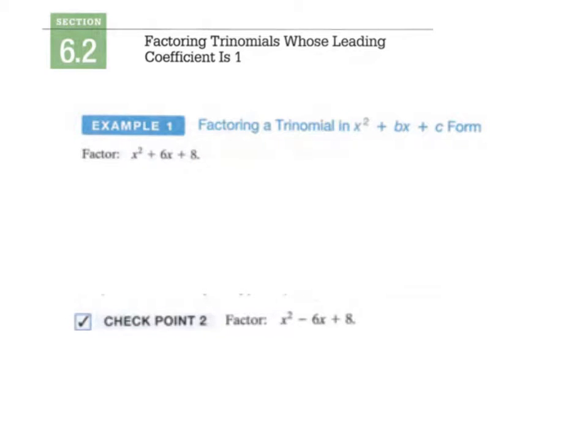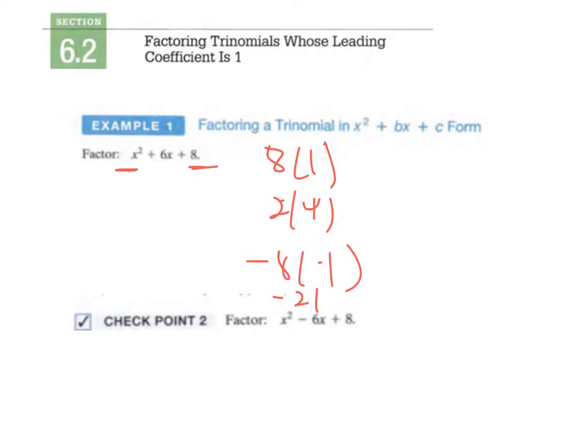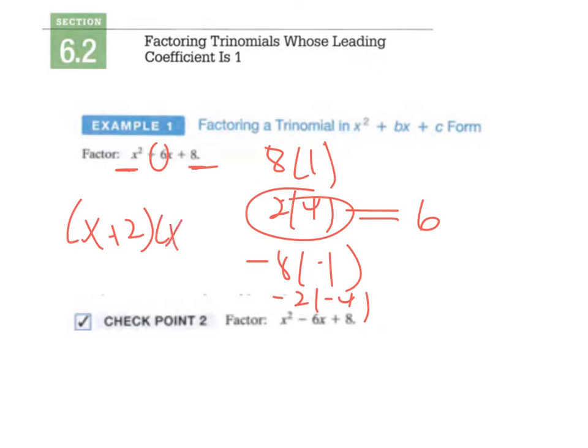In factoring a trinomial, we want to look at what two numbers give me 8 when I multiply them, which is 8 and 1, 2 and 4, -8, -1, and -2 and -4. Those four numbers give us 8, but which of them add up to a 6? Well, this one is the only one that adds up to a 6. So these are my factors. So I go x plus 2 and x plus 4.